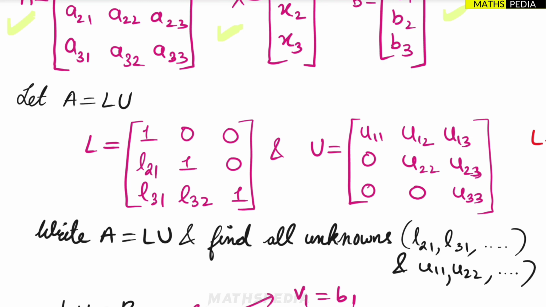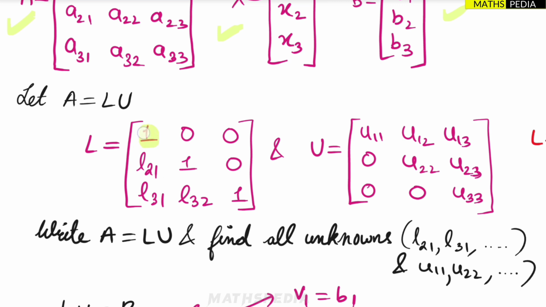After that you have to form A is equal to LU. As we have discussed before, a square matrix can be represented as the product of L and U, where L is the lower triangular matrix and U is the upper triangular matrix. And in Cholesky's method, what you would understand here is that the L diagonal elements will be what?